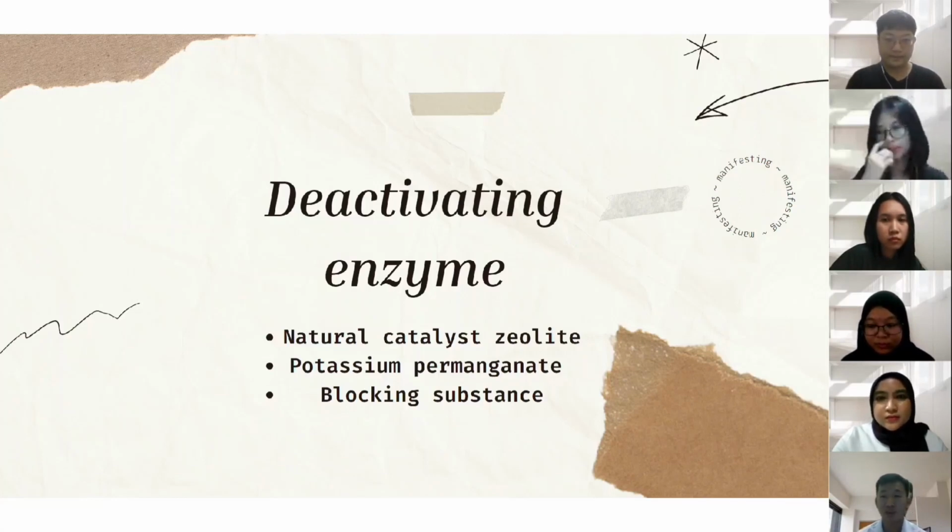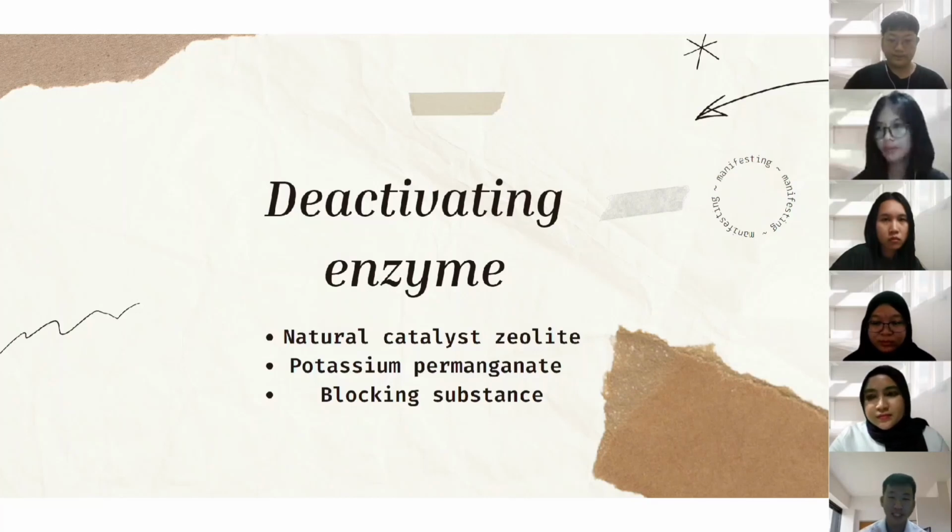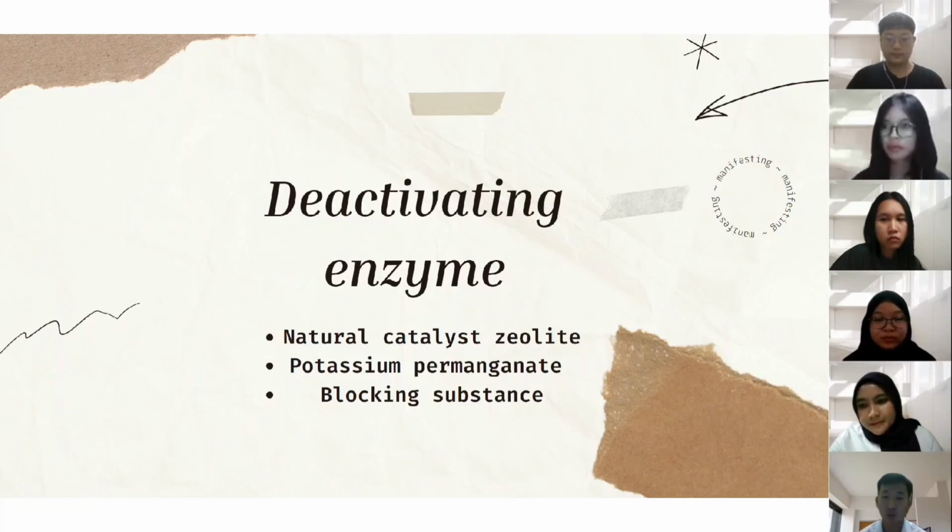The first one is by using the zeolite catalyst, whereby this zeolite will absorb the ethylene gas through the oxidation process and turn it into carbon dioxide and water. And another thing that is good about the zeolite catalyst is that it can absorb excess moisture inside the surrounding and then inhibit the growth of microorganisms.